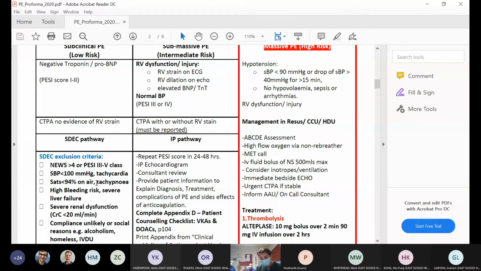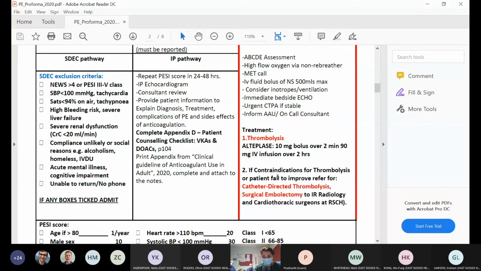So in this pro forma, there are 2 places mentioning thrombolysis. With massive PE thrombolysis, we're using alteplase.